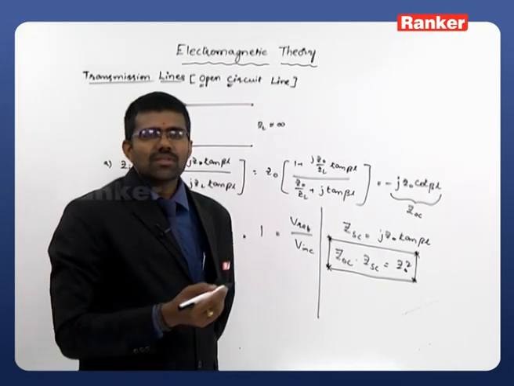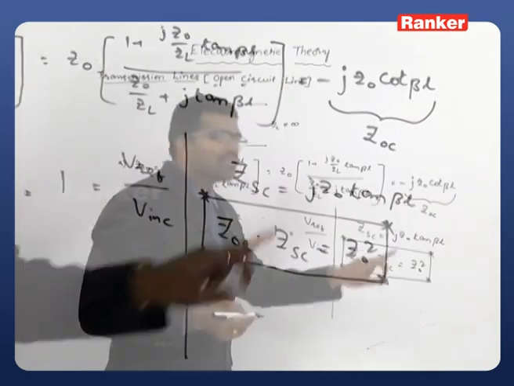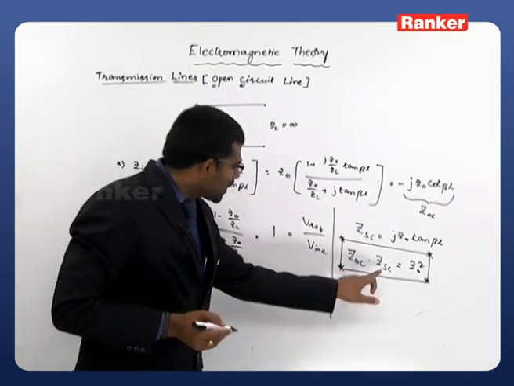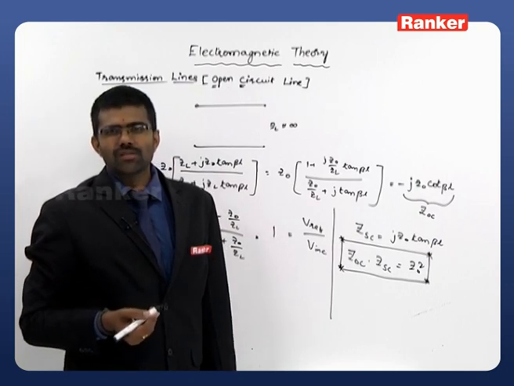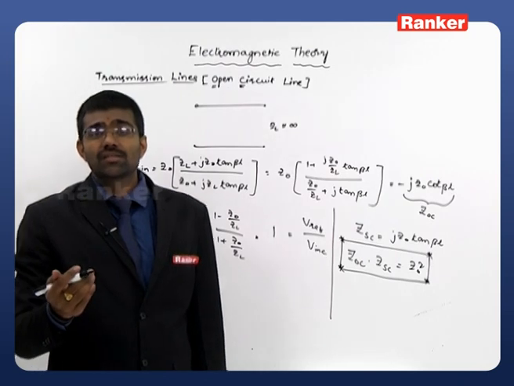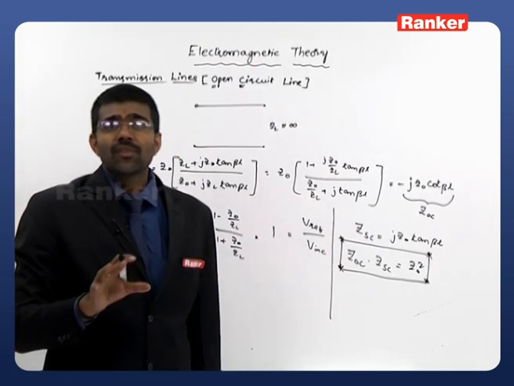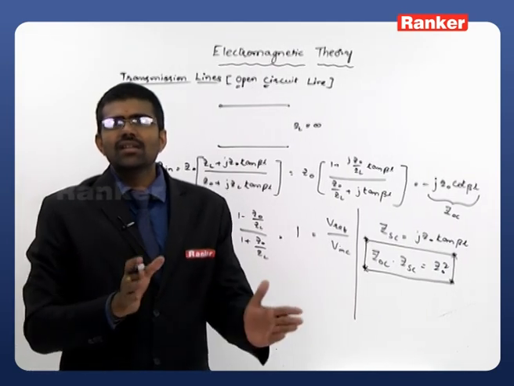Many times you may get a question where they give ZOC and ZSC and ask what Z0 is, or they give ZSC and Z0 and ask what the input impedance of the open circuit line is. So this is related to the open circuit line and the short circuit line. In these two cases we observed zero propagation, and the load entirely reflects the signal.